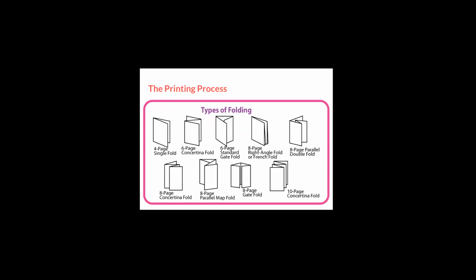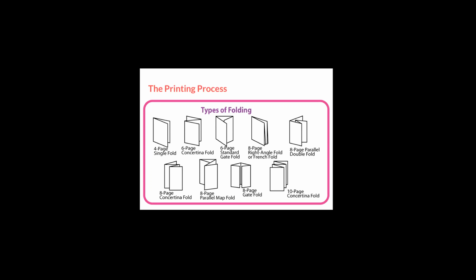Okay, here's types of folding too. We talked about bindings, but we didn't talk about foldings. You can see visually some foldings going on here. 4-page single fold, 6-page concertina fold, standard gate fold, 6-page. So there's all different kinds of folds, a gate fold. And it depends on the piece what would work best for your situation.